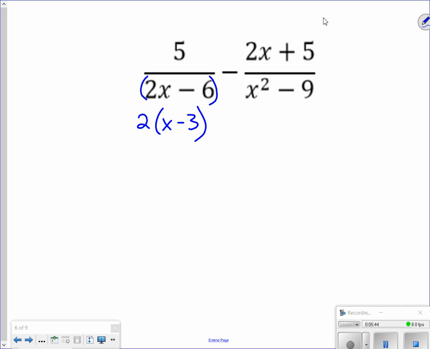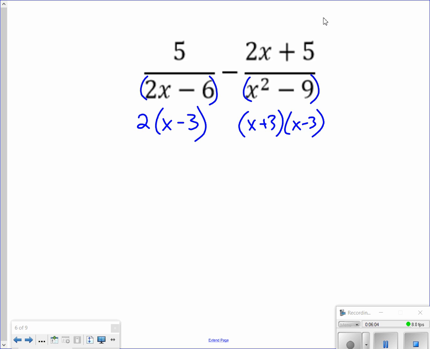Always be on the lookout for that when you get two terms: the difference of squares or the sum or difference of cubes. This is two things squared and subtracted, so they're going to factor into x plus 3, x minus 3. All right, now is the tricky time. I got to find my LCD, and we're getting a little tougher.